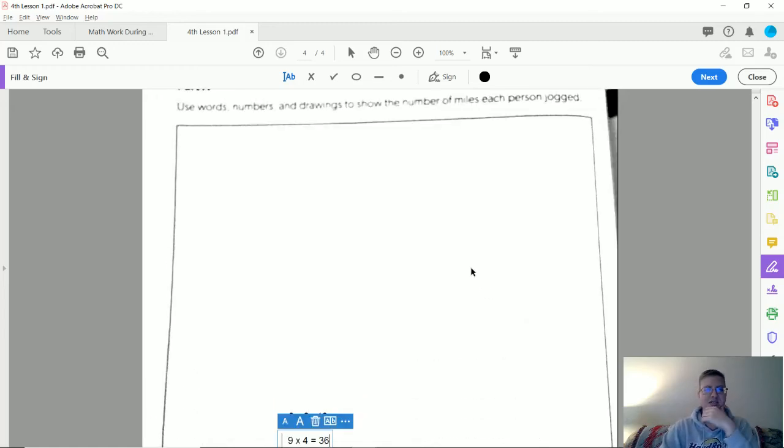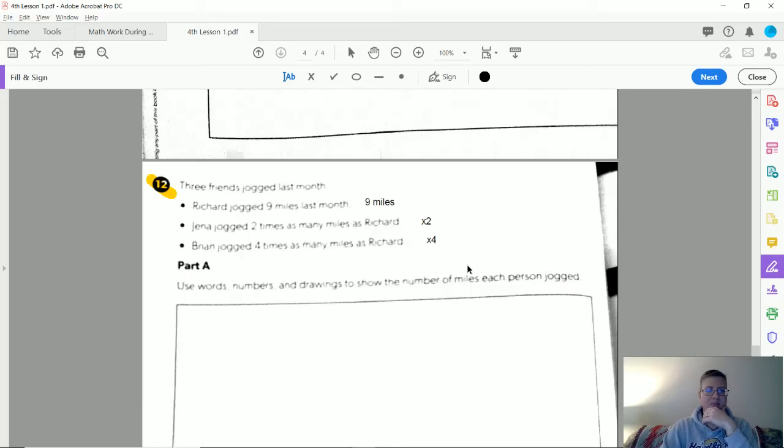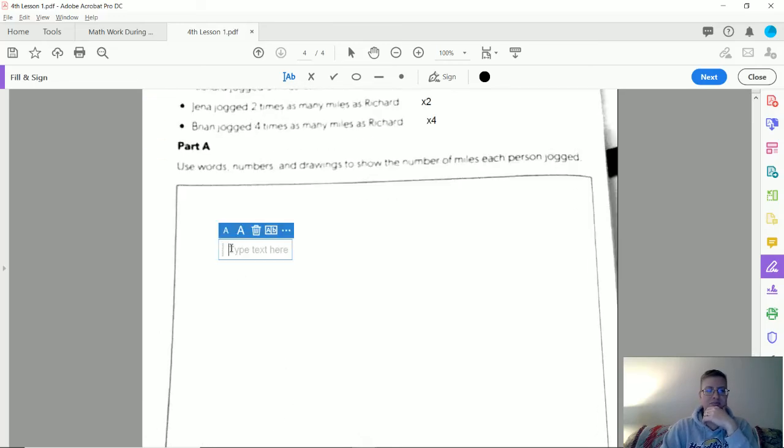And if I decided to draw pictures, I could make an array. So I could start by doing 4, 5, 6, 7, 8, 9. And then I can drop down a second row, and that's going to show the amount that Jenna had. If I wanted to keep going, then I could add 2 more rows to show how many Brian had, and then count them up individually. So that's going to cover all of the homework problems for today.